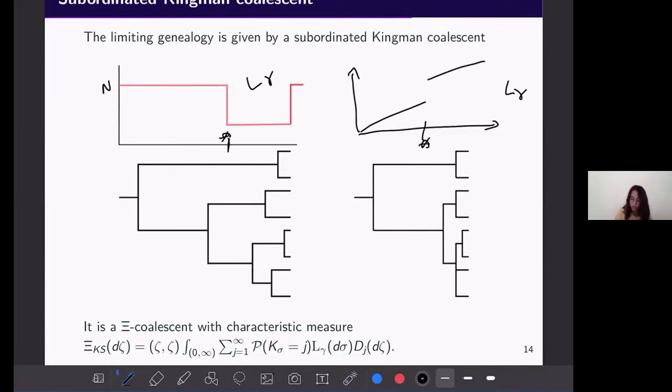What happens to the genealogy? You take a Kingman coalescent, you consider everything that happens during the bottleneck, and you glue it together because you accelerate time during the bottleneck. And you obtain this tree here that is a psi coalescent because you have created multiple mergers by gluing the events together. And it has this measure psi that I will describe later.